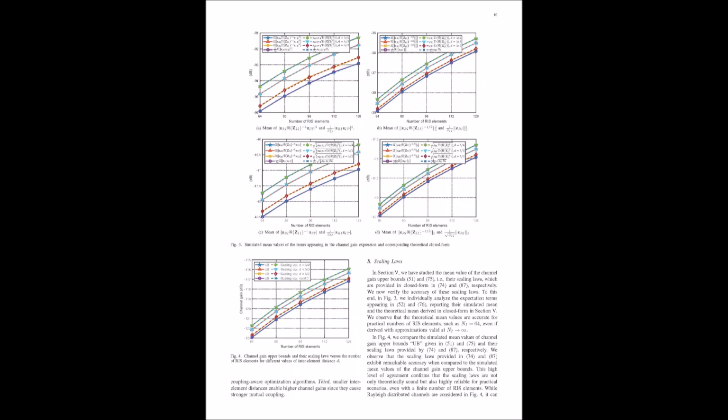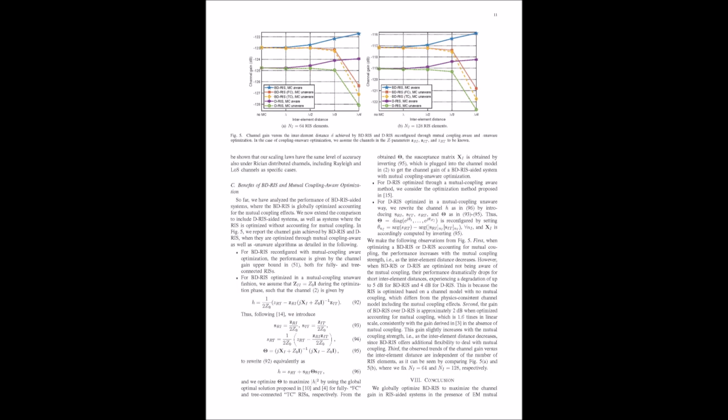They also compared their mutual coupling-aware optimization approach with traditional methods that ignore mutual coupling. The results were quite stark. The systems optimized without considering mutual coupling suffered a significant performance drop, sometimes as much as 5 dB. Wow. Particularly when the elements were closely spaced.